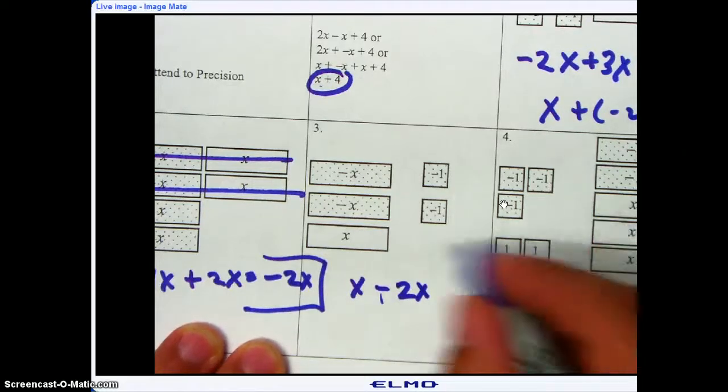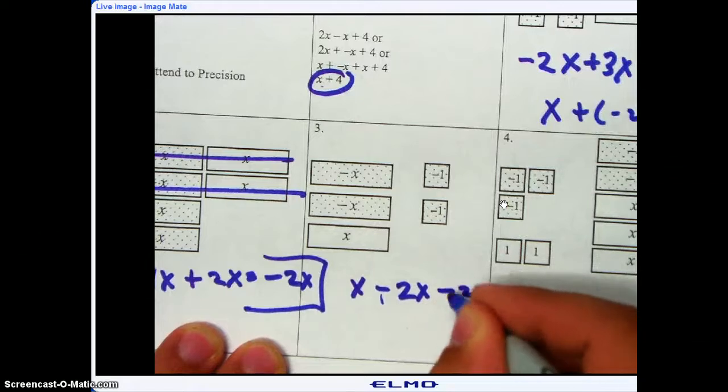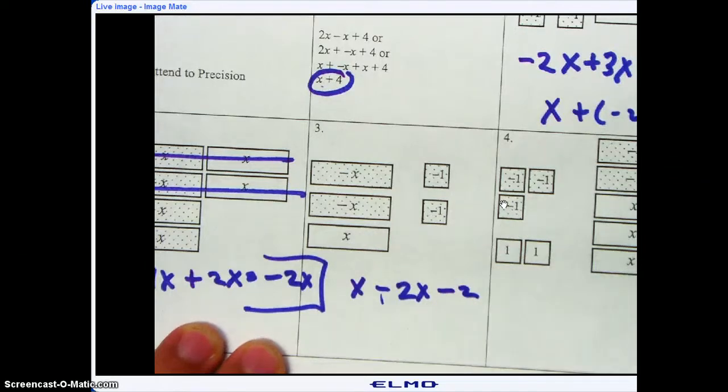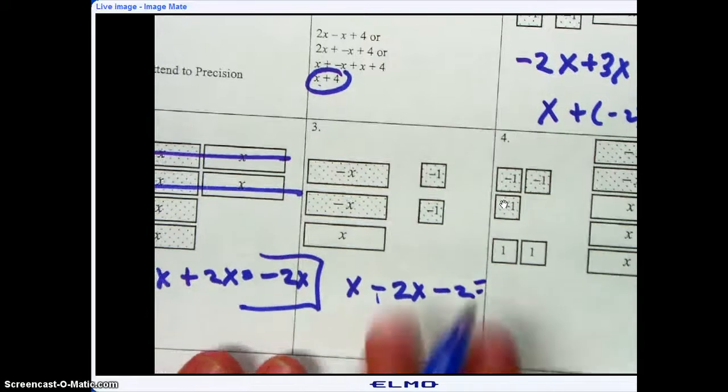How many units do I have? 2. Are they positive or negative? Negative. So I'm going to put minus 2. You could also put plus a negative 2. It's the same thing. Questions?